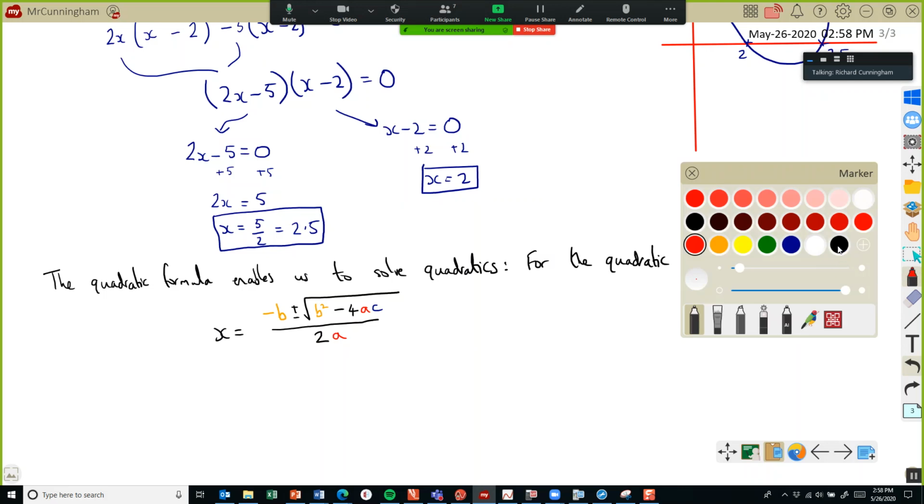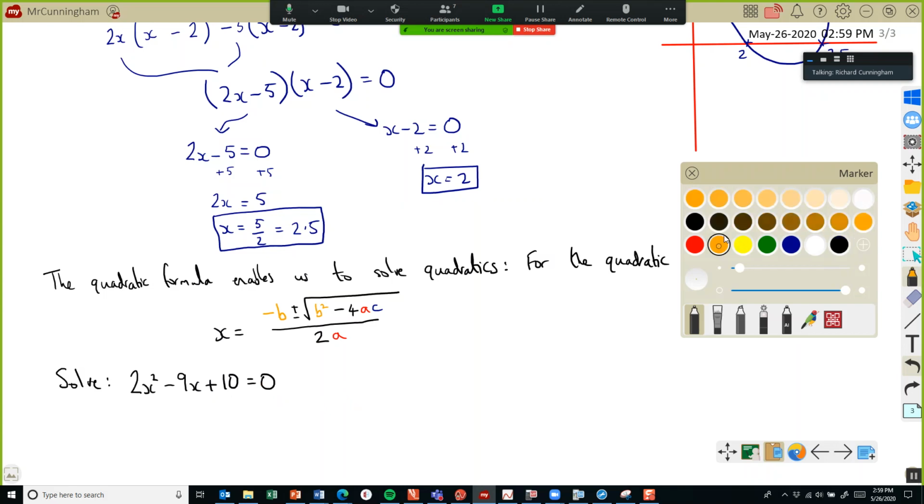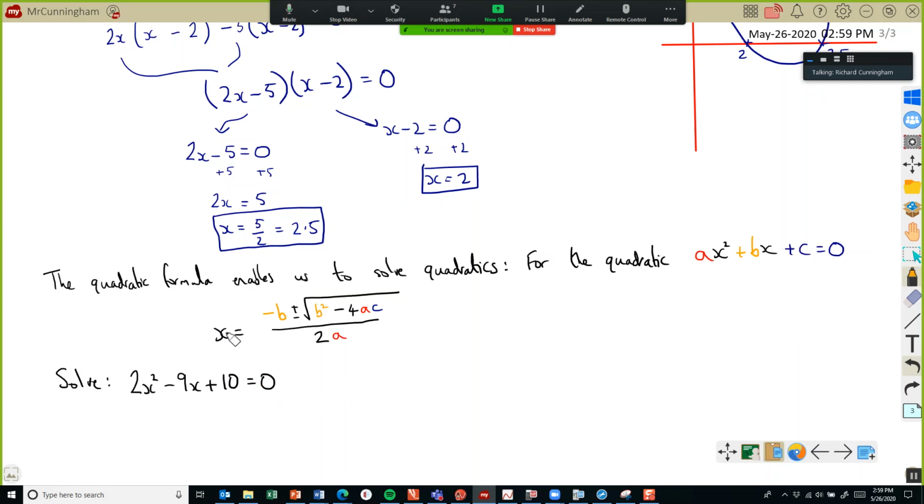We'll do it for exactly the same question as before. Who's got the equation handy? Because I can't see it. It was 2x squared minus 9x plus 10 equals 0. So we're going to solve this using our quadratic formula. First off, let's work out what a, b, and c are.